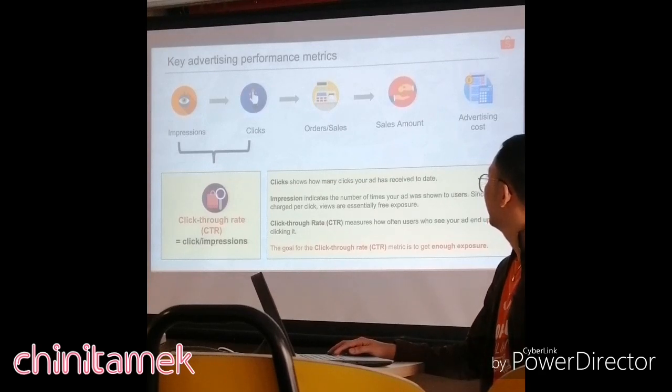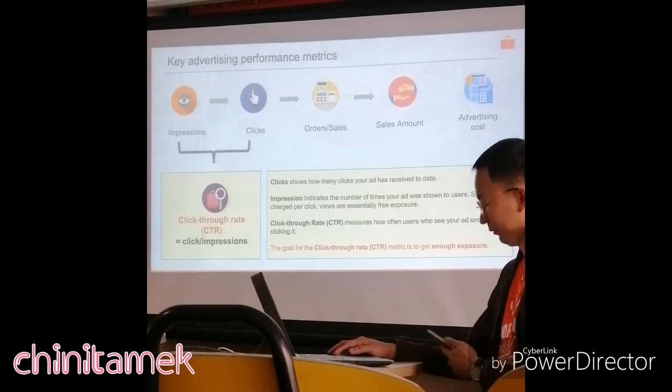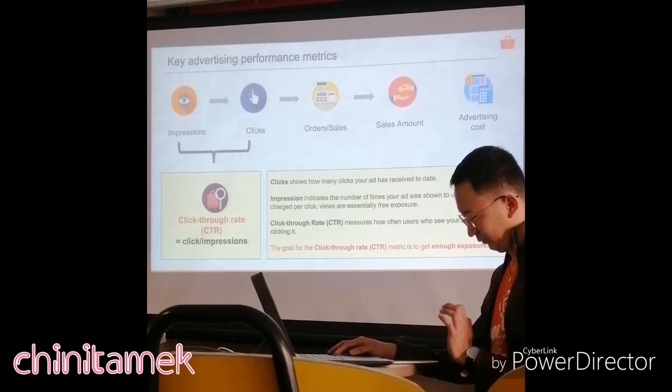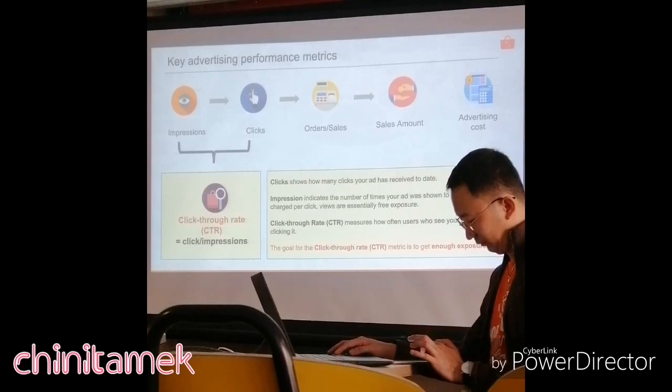So for CTR, our goal is to get enough exposure. One of the main reasons why we are using paid ads is because we want to get more exposure. Since you are paying for it, there are more chances of your product appearing when it is being searched.